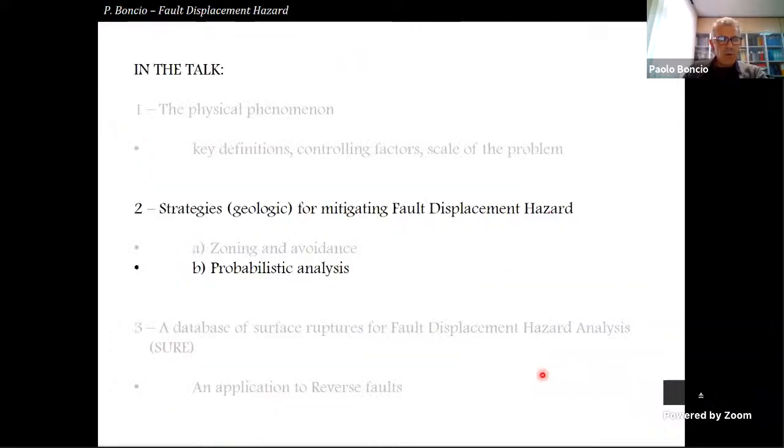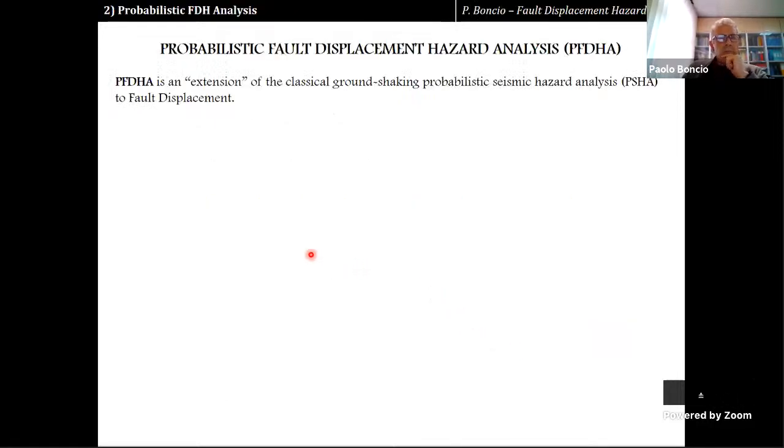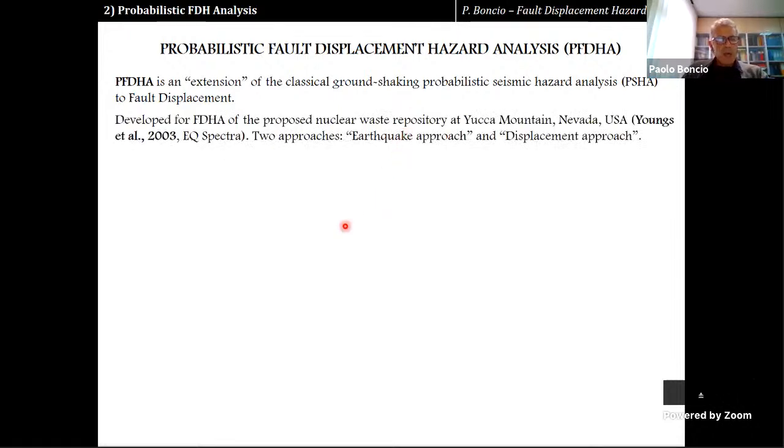So now I move to the probabilistic approach. Probabilistic fault displacement hazard analysis is an extension of the classical ground shaking probabilistic seismic hazard analysis to fault displacement. It was first developed for the nuclear waste repository at Yucca Mountain, Nevada, and was published by Youngs et al. in 2003. There are two approaches proposed, the earthquake approach and the displacement approach.